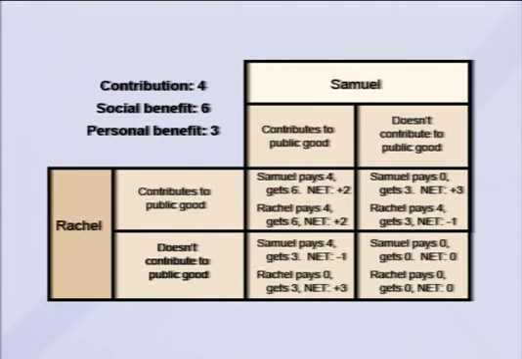And then the last 2 options would be one of them contributes and one of them doesn't. In that case, the person who contributed to the public good loses, because that contributor put in a cost of 4, but only gets half of the benefit of 6. They get 3. And the non-contributor, the free rider, didn't put in anything, but gets a benefit of 3 anyway.